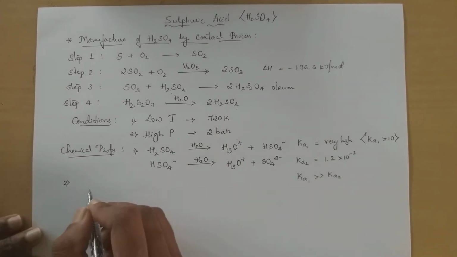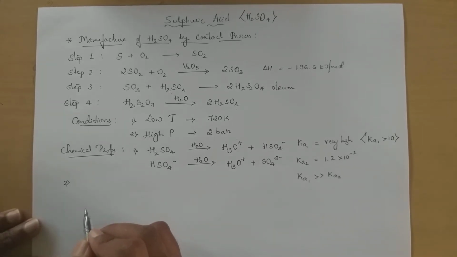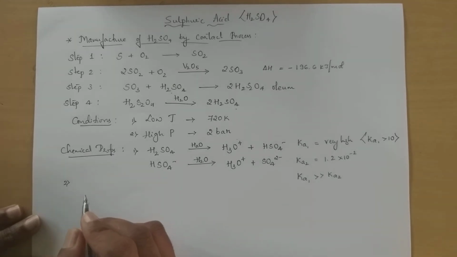Next, second property, that is reaction with alkali. How does it react with alkali, I mean base? It will form sulfates and bisulfates, so salt formation takes place. H2SO4 reacts with alkali to form salts of sulfates and bisulfates.